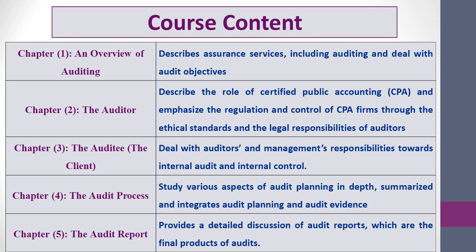In chapter 4, we are going to study various aspects of audit planning in depth, summarize and integrate audit planning and audit evidence. And finally, in chapter 5, we are going to discuss audit reports. Audit report is the final product of the audit process. So in chapter 5, we are going to provide a detailed discussion of audit reports. This is our course content. So let's start with our first chapter, chapter 1, an overview of auditing.